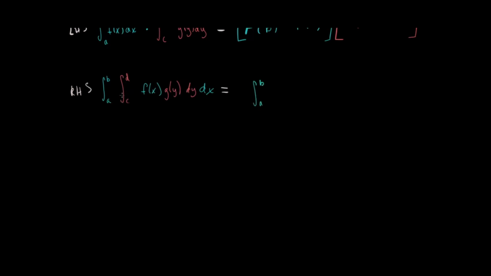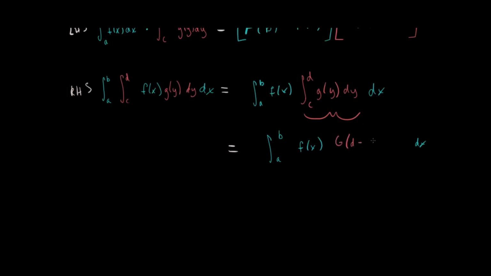So this now becomes the integral from a to b of f of x times the integral of g of y dy. I have to make sure to keep the bounds on these integrals, and this is still dx. So I'm going to evaluate this part here. In the next step, we see that this is still the integral from a to b of f of x dx, and then we have capital G of d minus capital G of c.